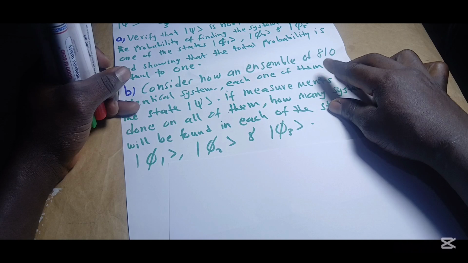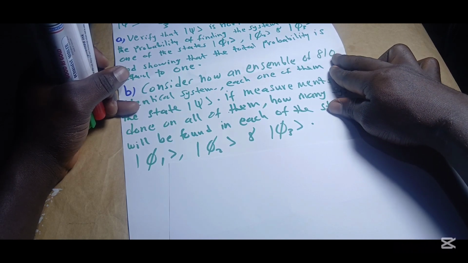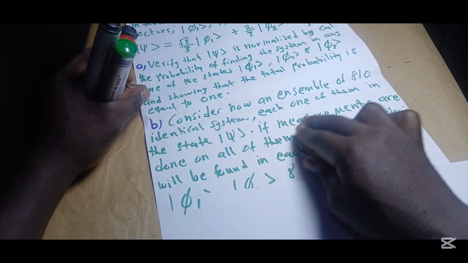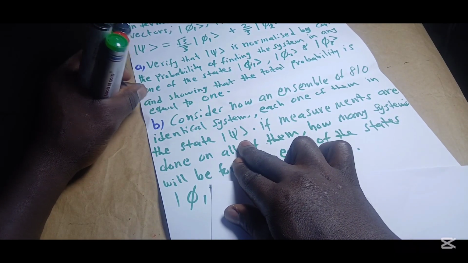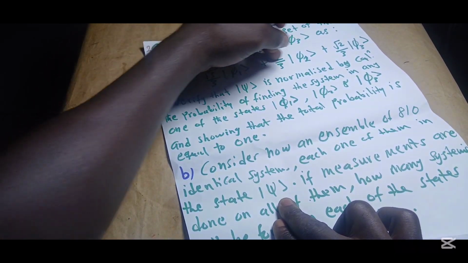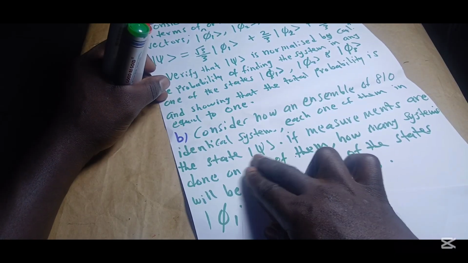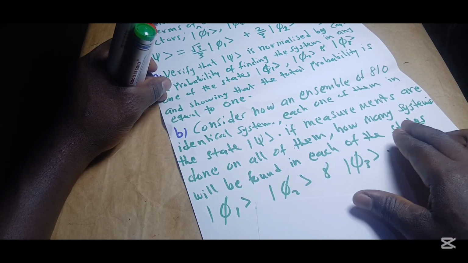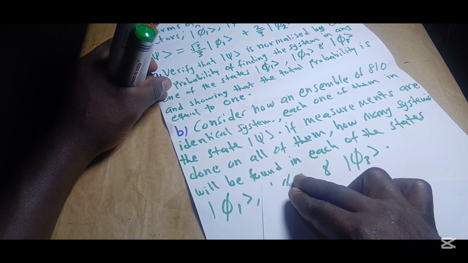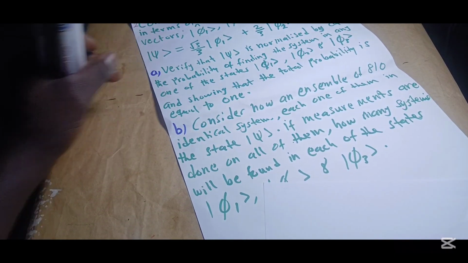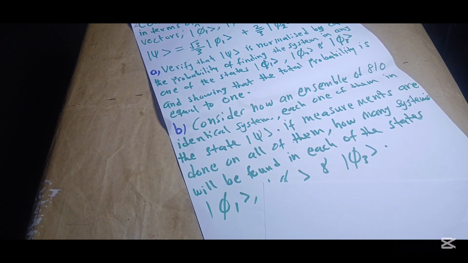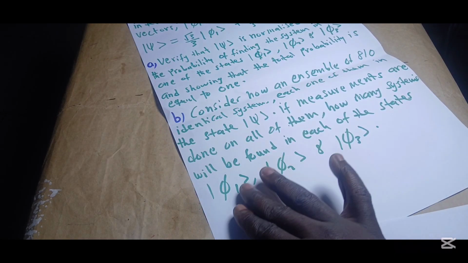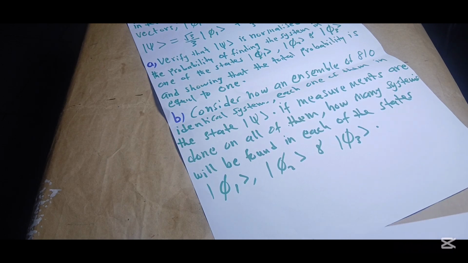Consider now an ensemble of 810 identical systems, each one of them in this state. Remember, the state was given to us in this way, so each of them is in this state psi. If measurements are done on all of them, how many systems will be found in each of the states phi 1, phi 2, phi 3? Before we start, what exactly is an ensemble in quantum mechanics?